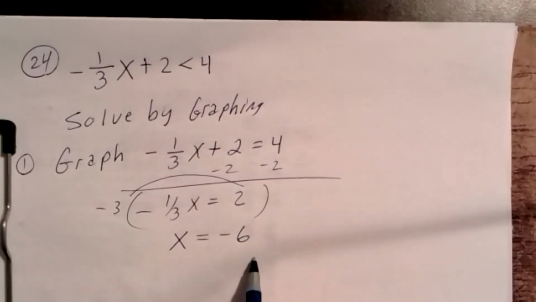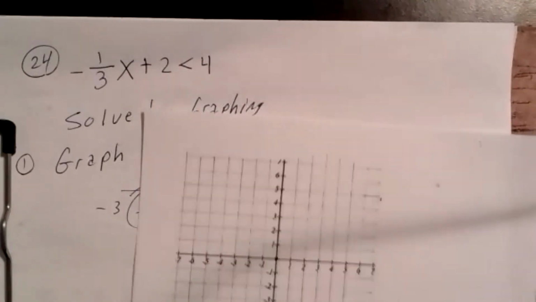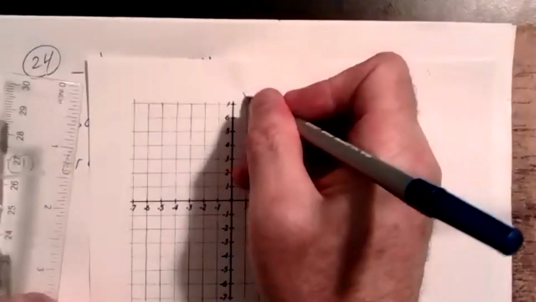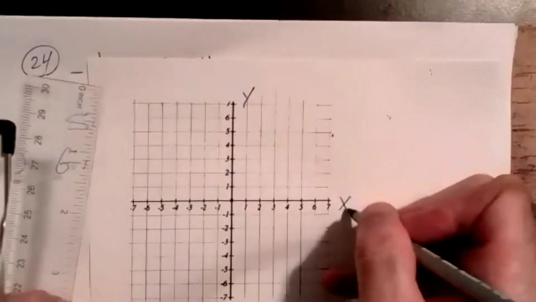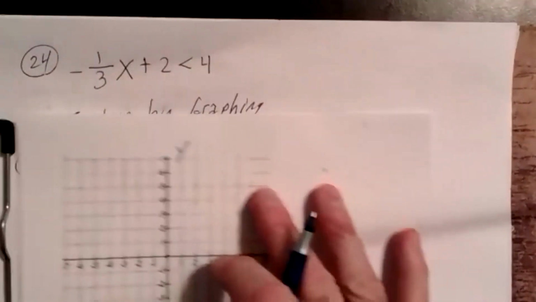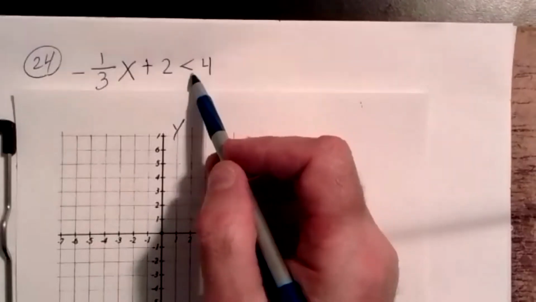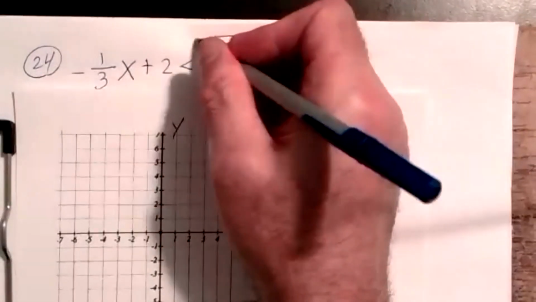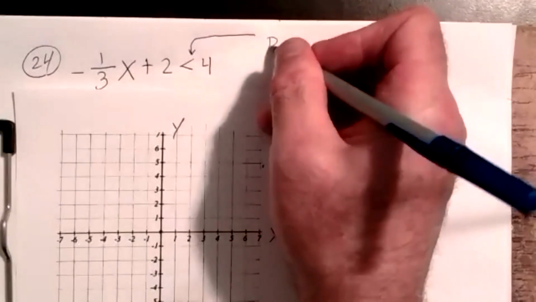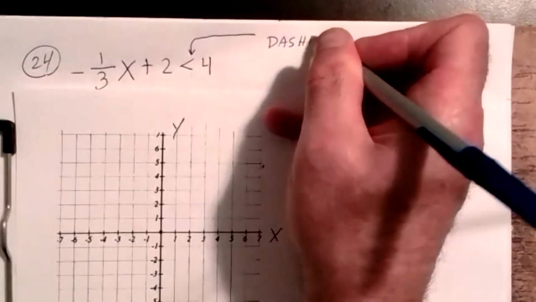So ladies and gentlemen, what's the graph going to be for x equals negative 6? It's going to be what kind of a line? A vertical line passing through negative 6. Yes. So it's going to be a vertical line passing through the x-axis at negative 6. And would it be a solid or a dashed line? A dashed line, because we have a strict inequality here, ladies and gentlemen. We're going to have a dashed line, not a solid line.